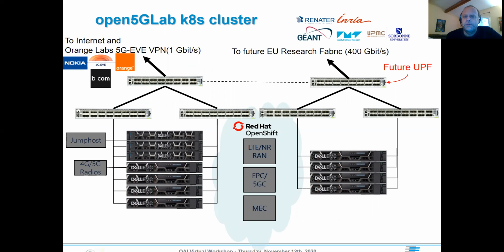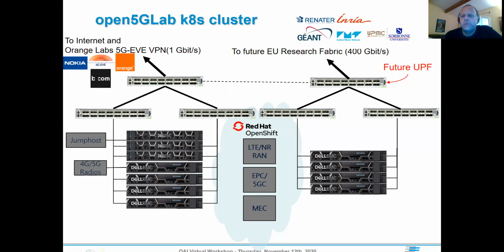You can see on the top the switching fabric. There are 6 switches which are in a leaf spine configuration. Of the 2 switches, one of them has an interconnection today, as I mentioned before, to Renater and to the Orange facility in Paris.